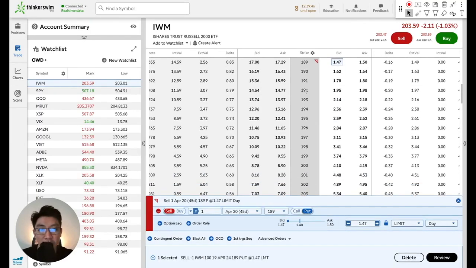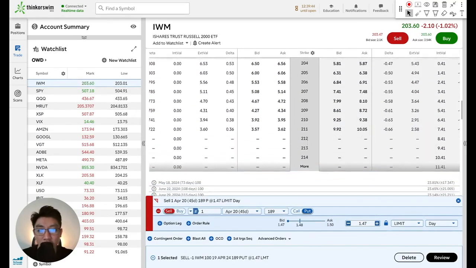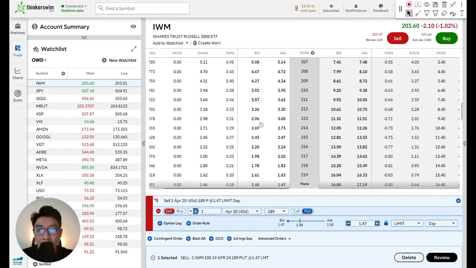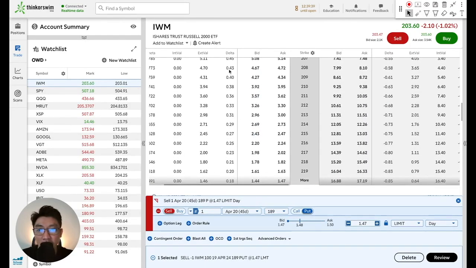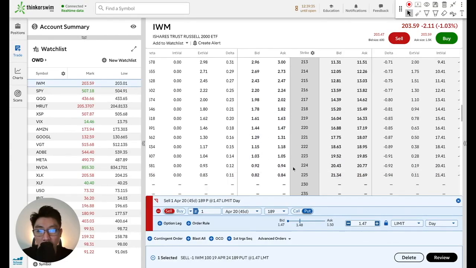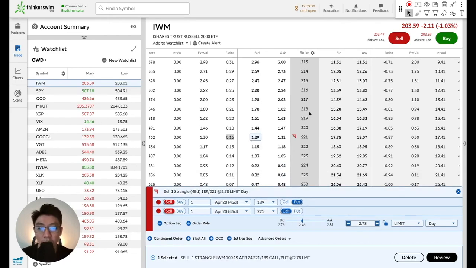So you have 189 and you go all the way to the other side, which is the call side, and you go for the 16 delta, right? 16 delta, let's go a little bit more downwards. All right, so we can see this is 16 delta down here. So I will go with this. So as you can see down here, this is the strangle.